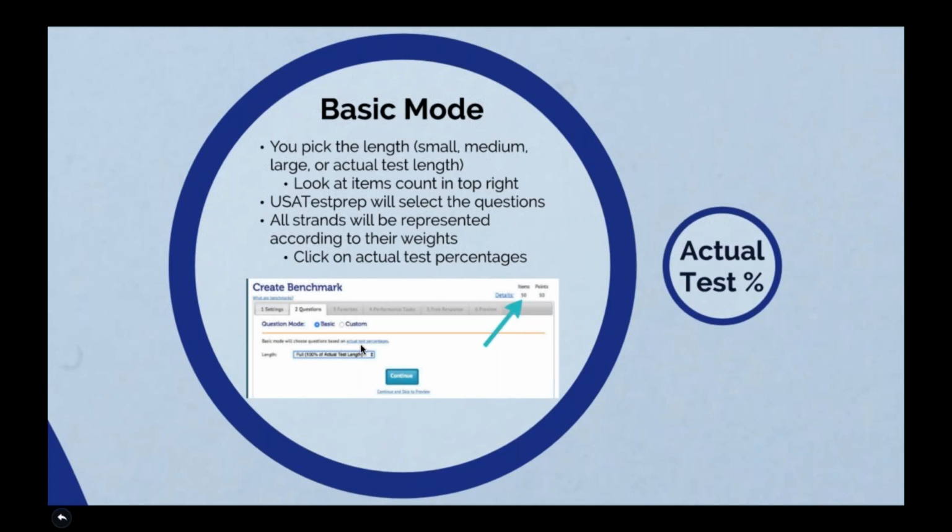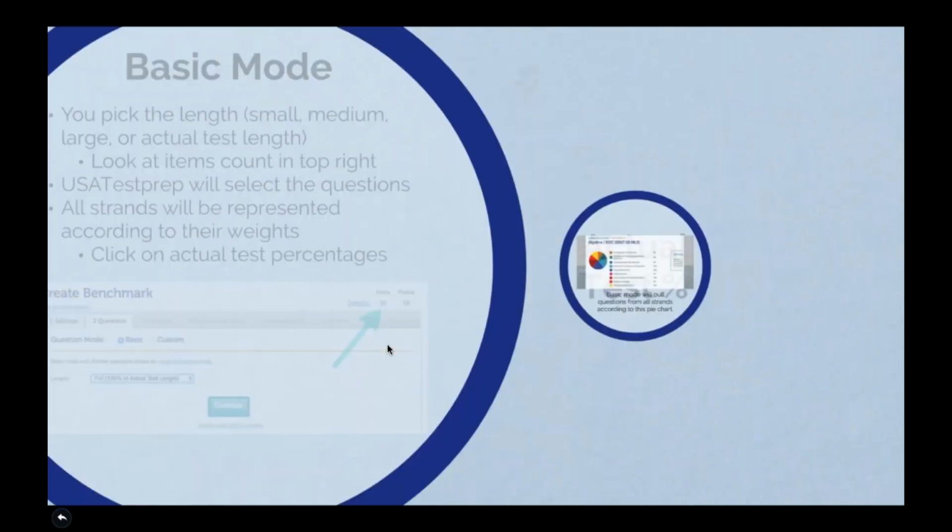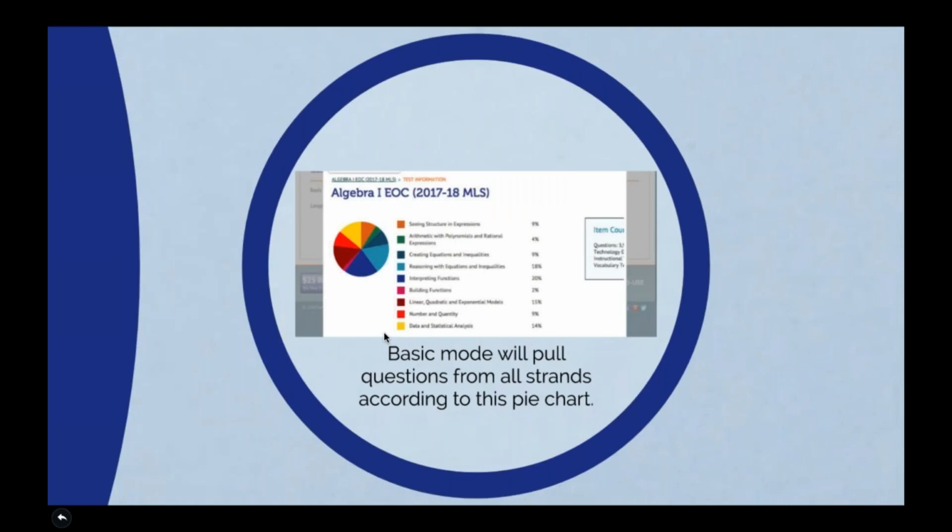So there's a little link in basic mode that says actual test percentages. And if you were to click on that, it gives you a breakdown for all the different strands specifically for your subject area. And that's how the questions will be distributed as closely as possible. So if there's one strand, here in Algebra 1, I can see this kind of teal color. That one and this blue are weighted pretty heavily. So in basic mode, our system is going to choose more questions in those strands to better represent that.